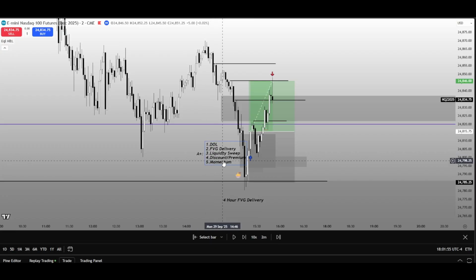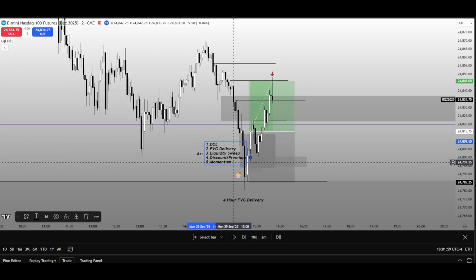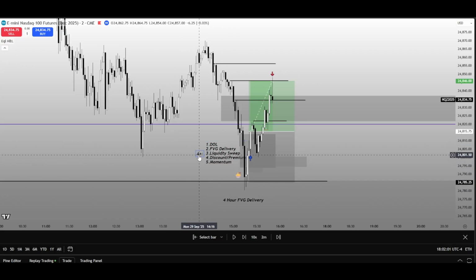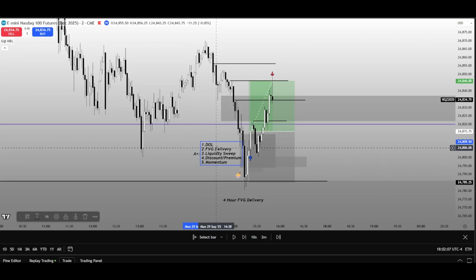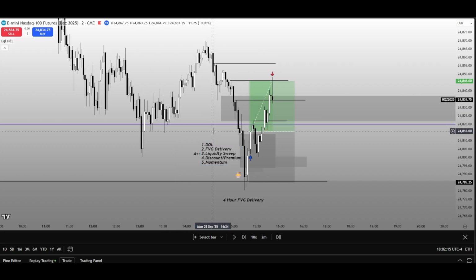You want to have all these criteria for the best case scenario, the best setups that you can take, right? If you don't have a good draw on liquidity, then what are you targeting, right? Price reaches up to liquidity and inefficiencies. If you're targeting something that's high resistance, like a high that took out another high, a protected high, then it's not going to be as good.